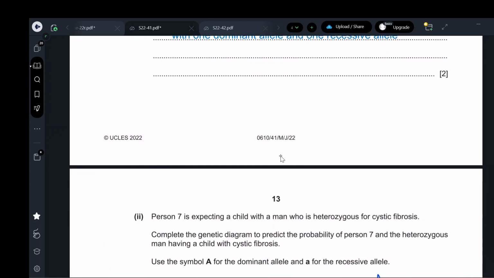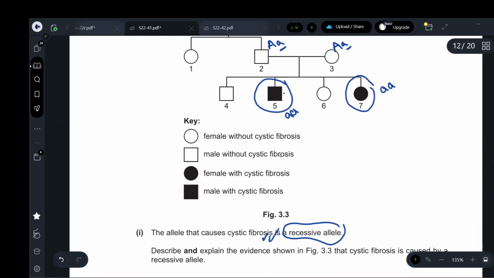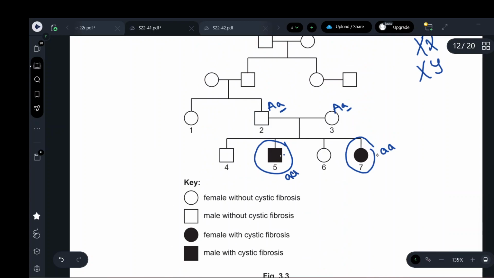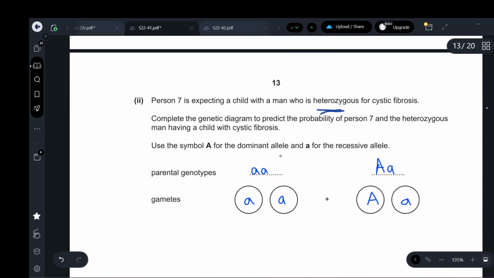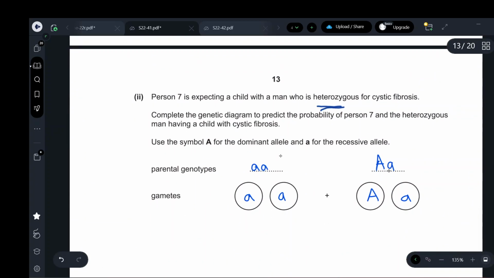Person 7 is expecting a child with a man who is heterozygous, whereas person 7 is diseased. He has the condition, so I am sure that he is homozygous recessive. Homozygous recessive breeds with a heterozygous person. Heterozygous means that it has one letter capital, one letter small.